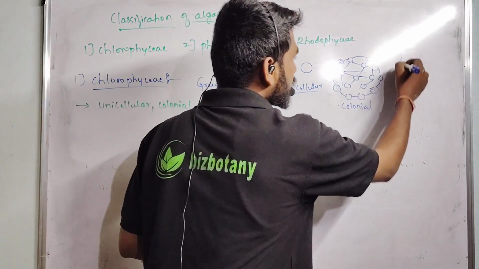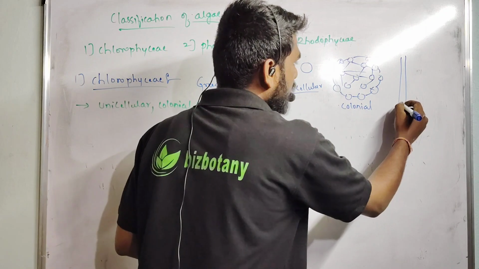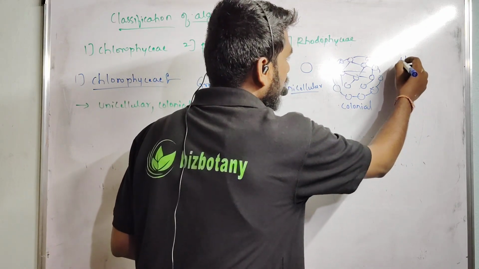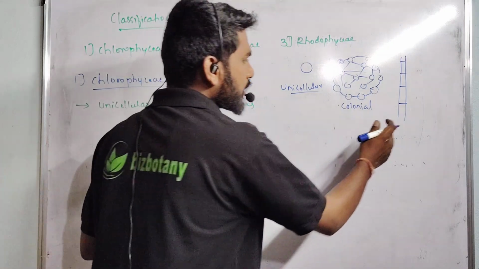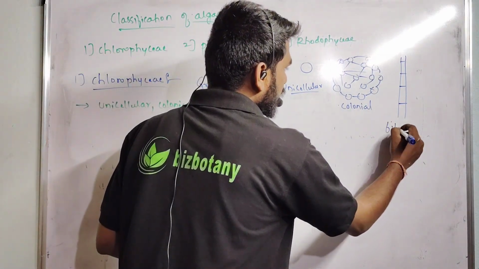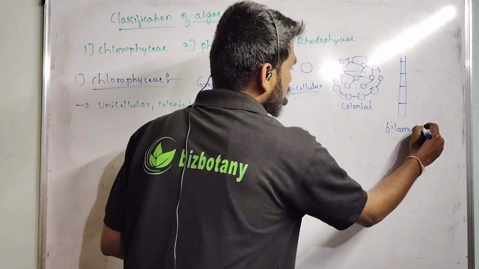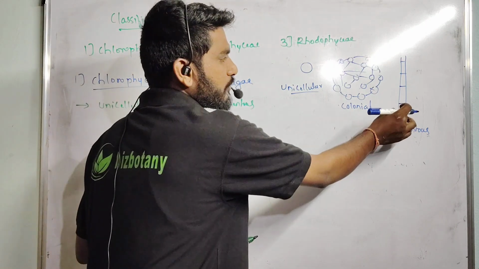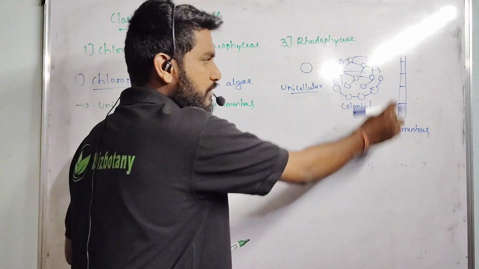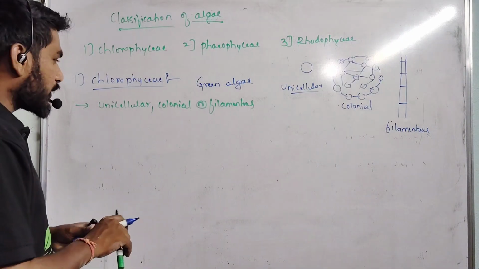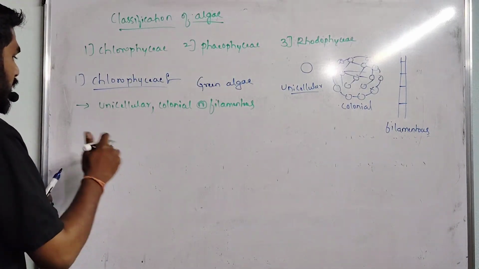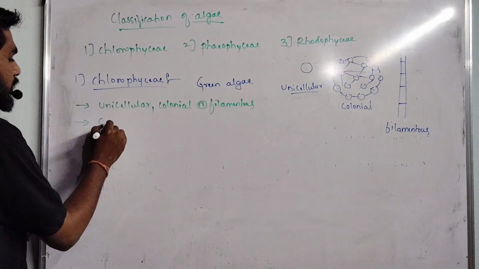Also in some cases filaments will be seen. Filaments means long thread-like, cylindrical structures. That is known as filamentous structures. More than one cells will be present, arranged one on the other. These structures may be present in Chlorophyceae algae, and they are usually grass green in color.